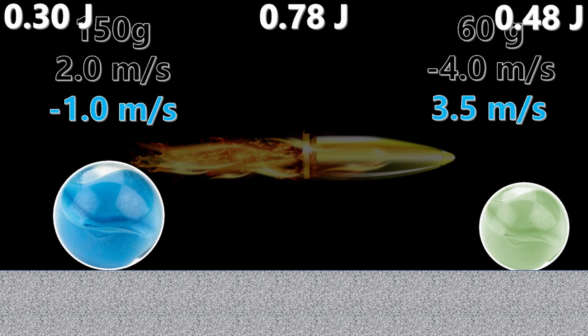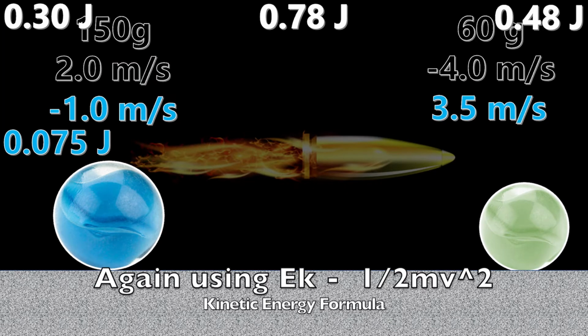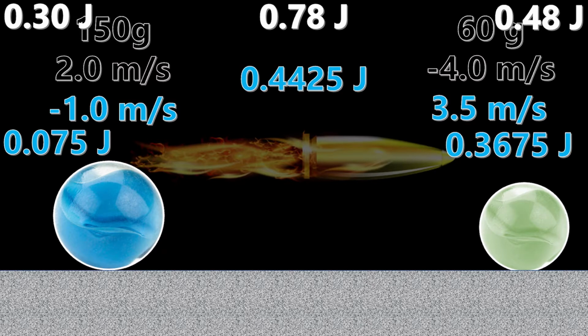Okay, let's take a look at the end. We have -1.0 meters per second, squared, times its mass. Again, energy is scalar, so it has a positive value of 0.075 joules. And at the end, the green marble is 0.3675 joules. We add those together and we get 0.4425. In this example, we see that although momentum is conserved in the collision, energy is not.